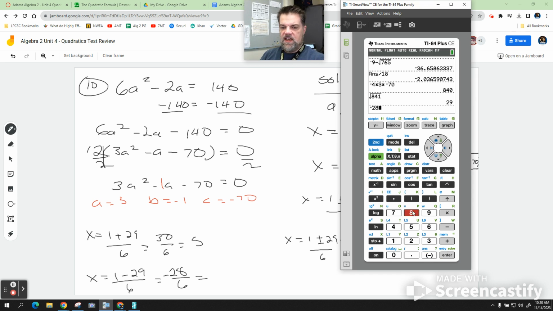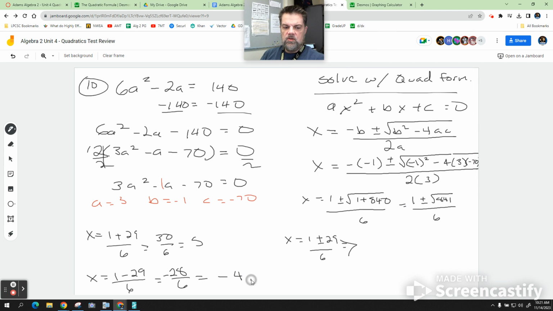Negative 28 divided by 6. Negative 4.6 repeating.